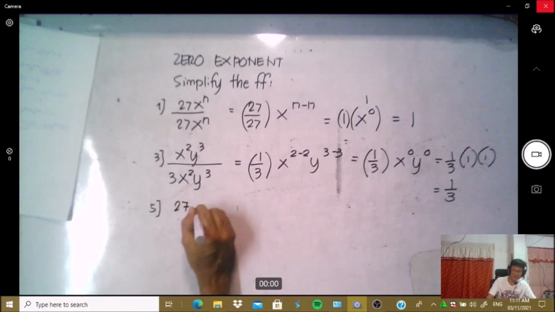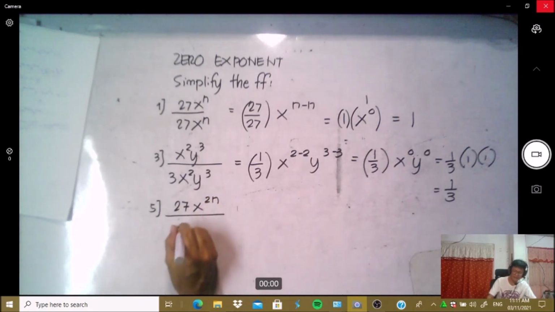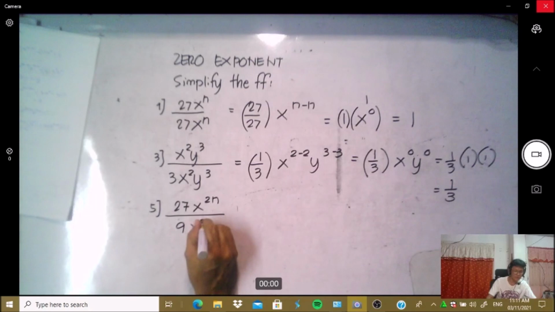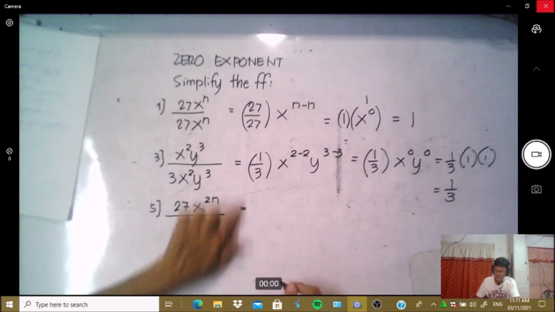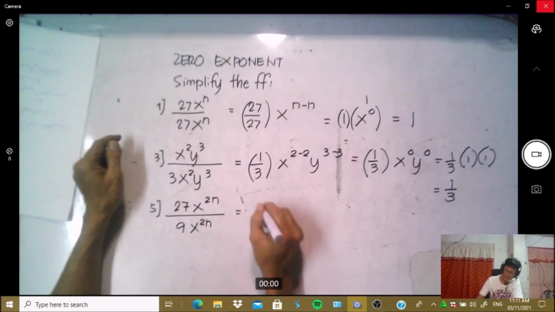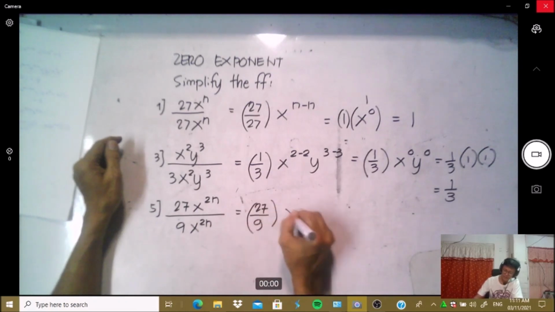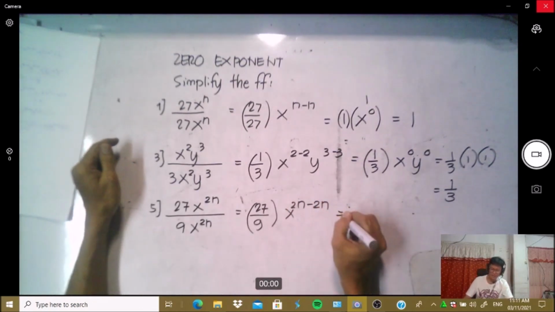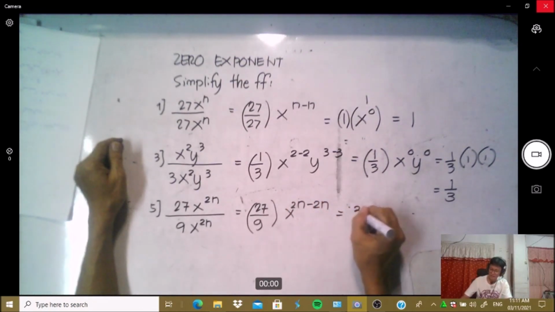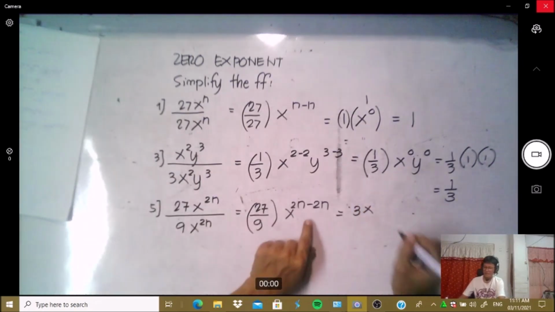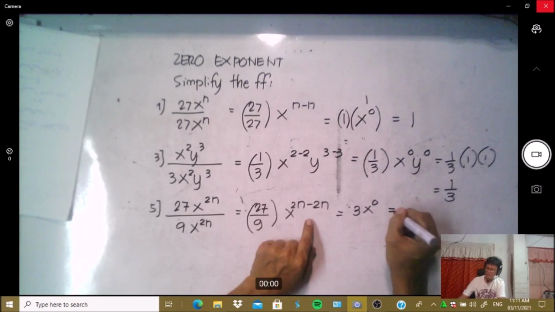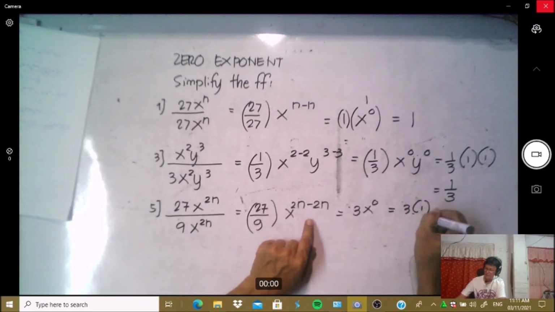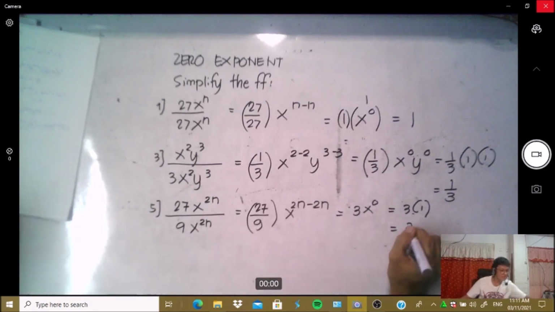For number 5, we have 27 x raised to 2n over 9 x raised to 2n. So let's divide first the coefficient. We have 27 divided by 9, and we have x raised to 2n minus 2n. 27 divided by 9 is 3, and x raised to 2n minus 2n is x raised to 0. But x raised to 0 is equal to 1. So we have 3 times 1. And therefore, our answer is 3.